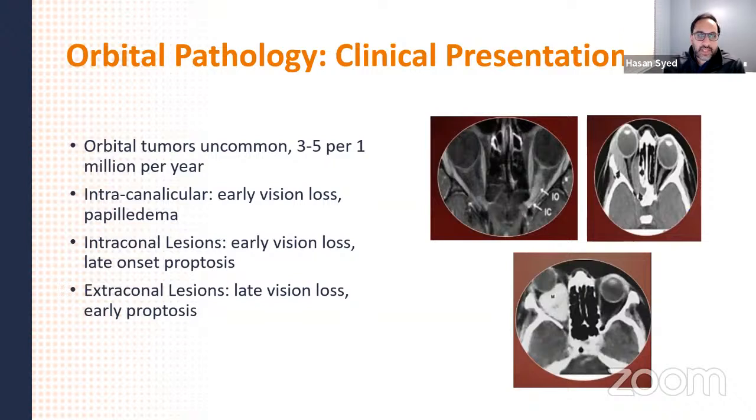So looking at the pathology, orbital tumors are relatively uncommon, 3 to 5 per 1 million per year. There are different clinical presentations depending on the location. We think of intracanalicular lesions that lead to early visual loss and papilledema. We think of intraconal lesions that also lead to early vision loss but late onset proptosis, and then extraconal lesions that lead to late visual loss and early proptosis.